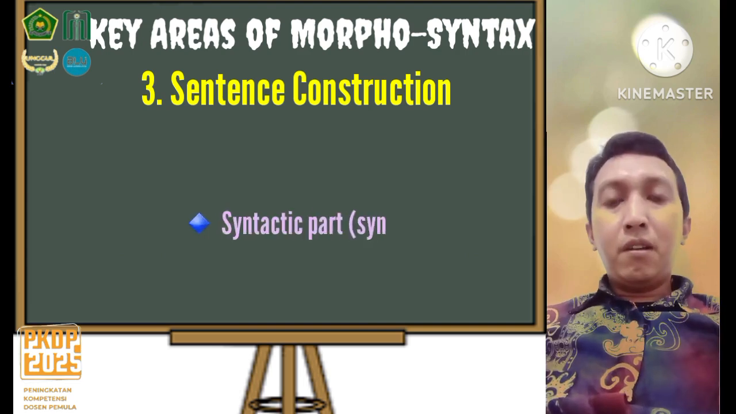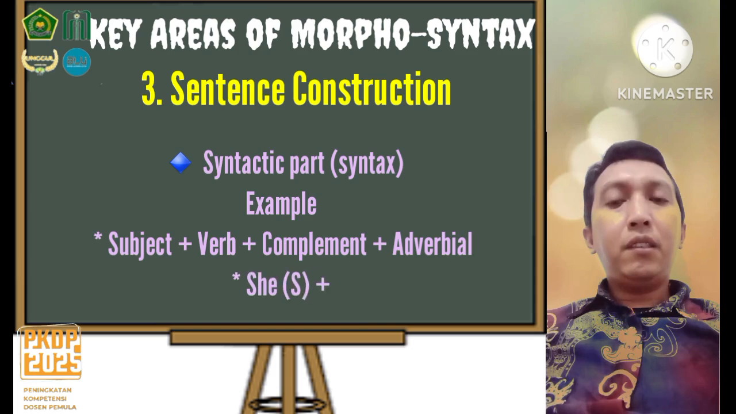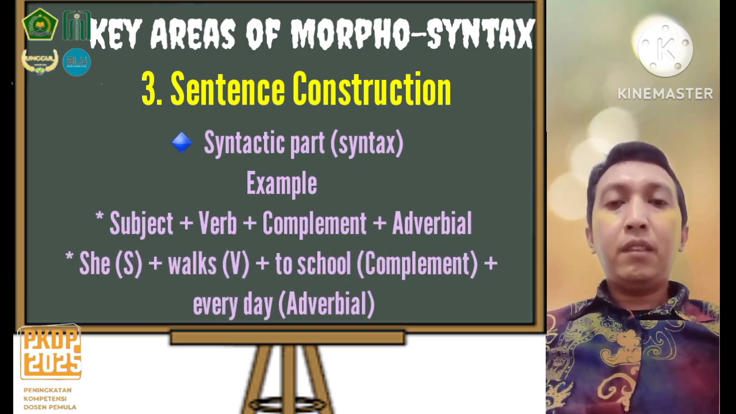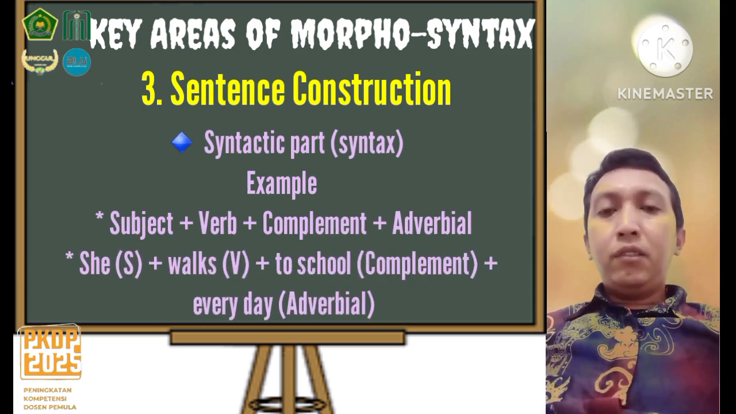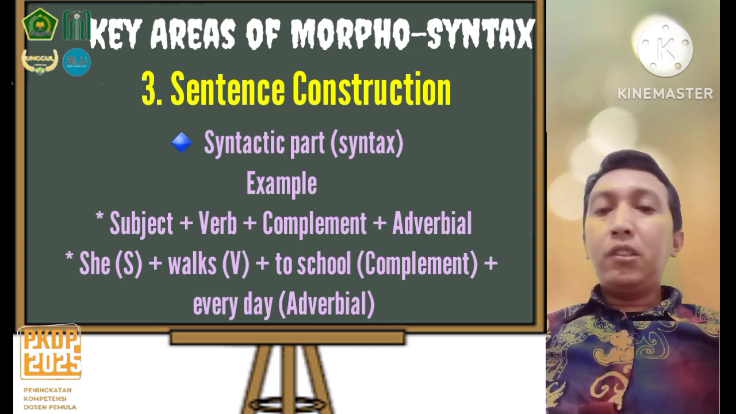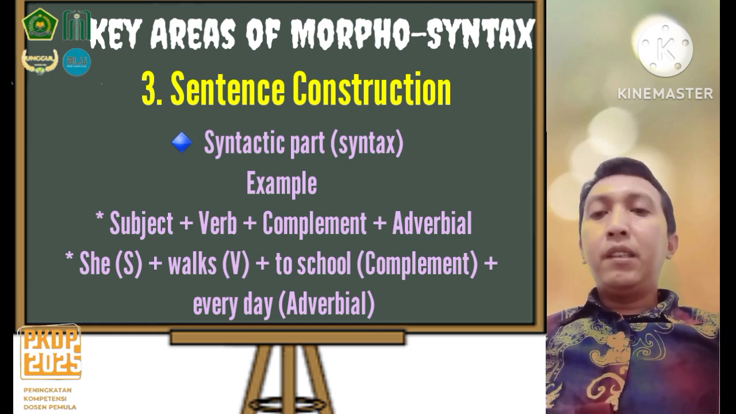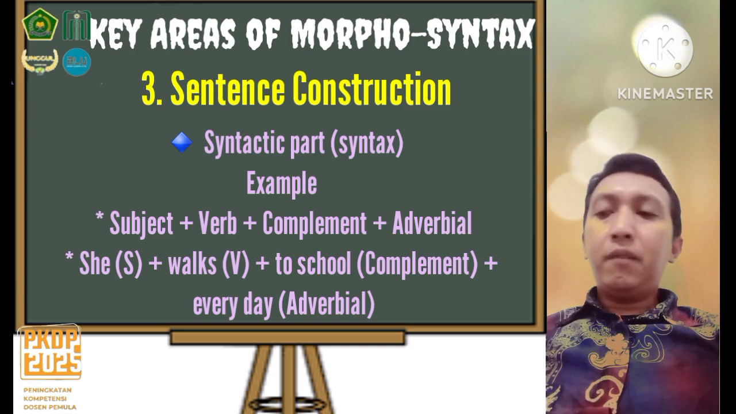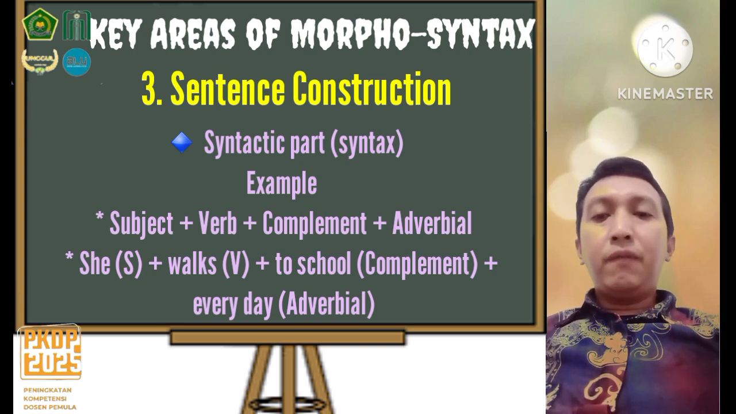The second part of sentence construction is the syntactical part, or syntax. As the example, the pattern is subject plus verb plus complement plus adverbial. As the example, she walks to school every day. She is the subject, walks is the verb, to school is the complement, and every day is the adverbial.